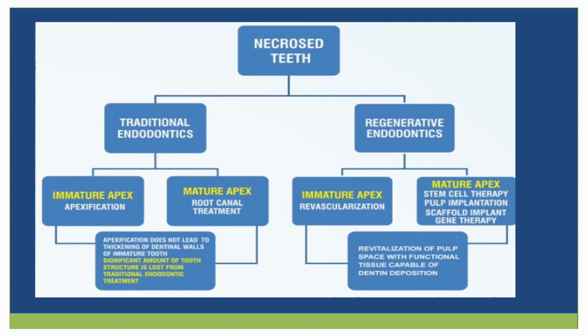In case of regenerative endodontics, if we have an immature apex, we go ahead with revascularization procedure, and if we have a mature apex, we go ahead with stem cell therapy or pulp implantation or scaffold or gene implantation therapy. This helps in revitalization of the pulp space with functional tissue capable of dentine deposition.